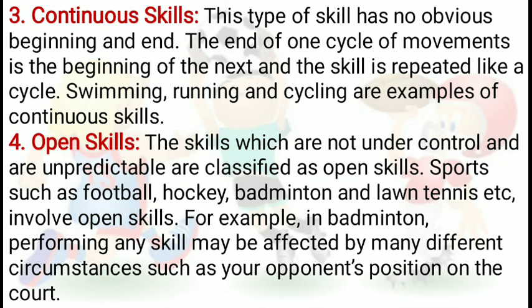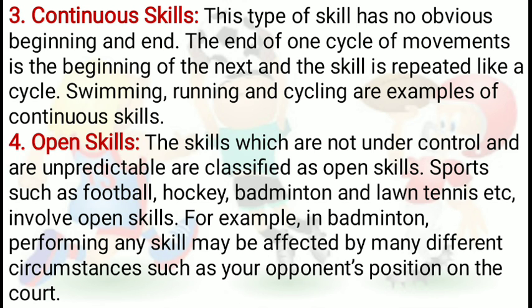Then open skill. The skills which are not under control and are unpredictable are classified as open skills. Unpredictable, we don't know what is going to happen. That becomes unpredictable while playing. Sports such as football, hockey, badminton and lawn tennis etc. involve open skills. All of a sudden what is going to happen, where the player is going to kick and how you are going to kick, or how you are going to give the pass to the other player. Skills which are not under control and are unpredictable are called open skills.